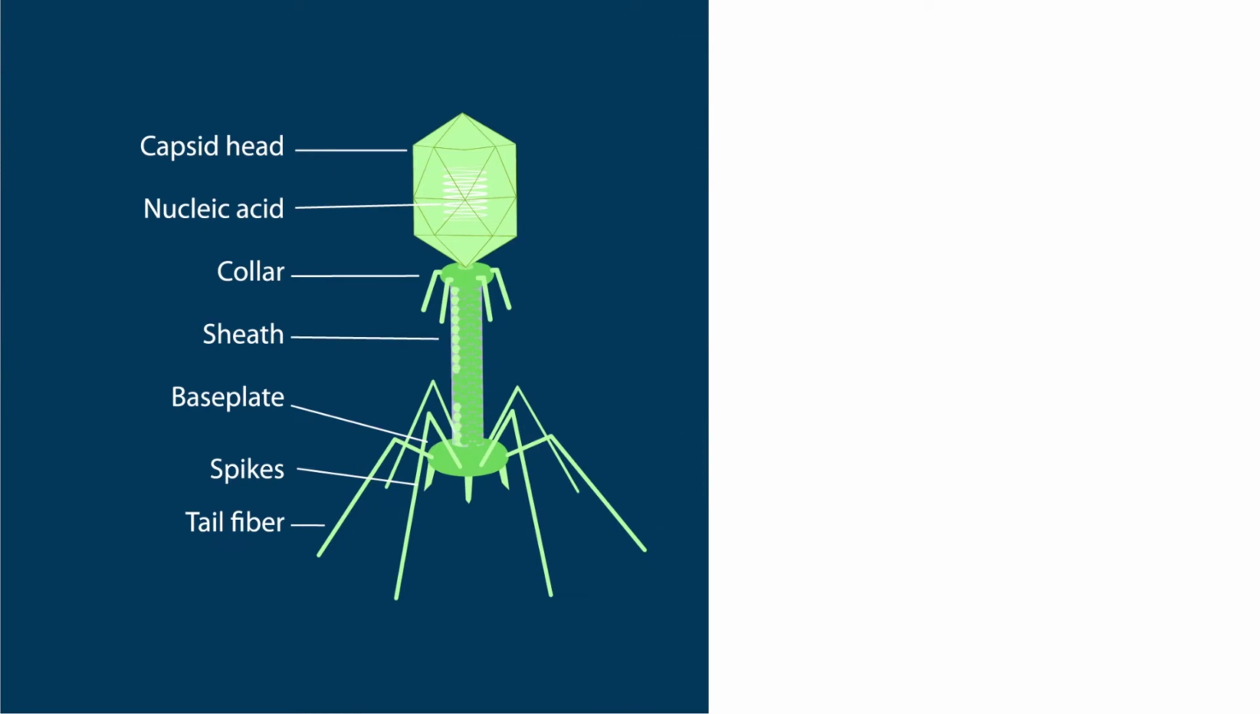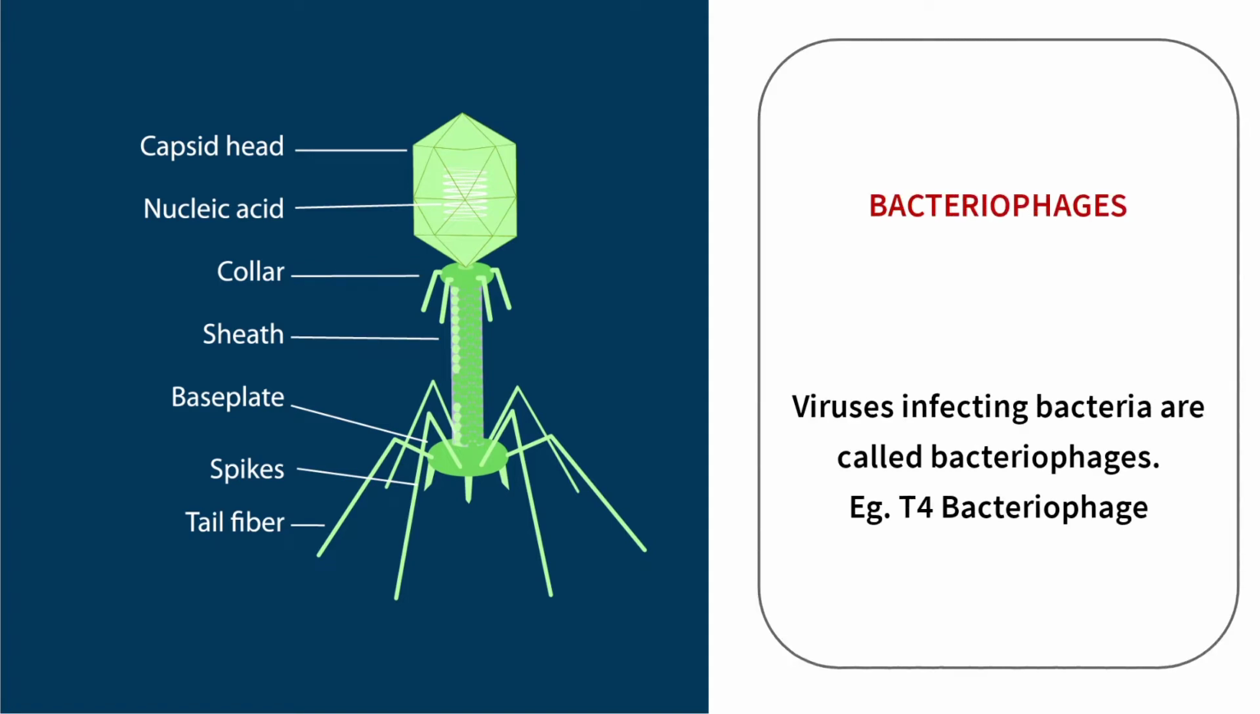What is this structure? This is the bacteriophage structure. Normally, what are bacteriophages? They are viruses that infect bacteria. So a virus which infects bacteria is called a bacteriophage. For example, the T4 bacteriophage is a virus which affects bacteria. So this is the normal structure of a bacteriophage.